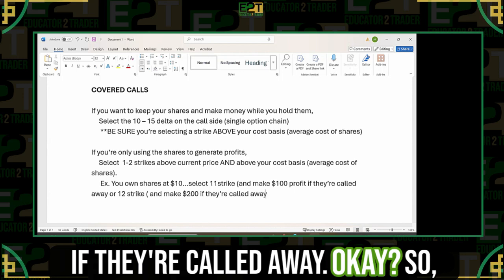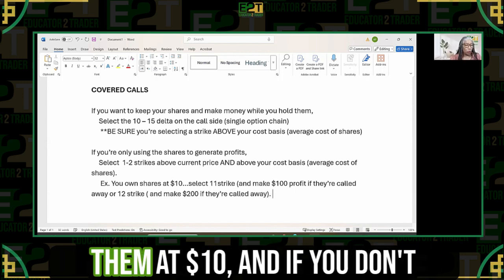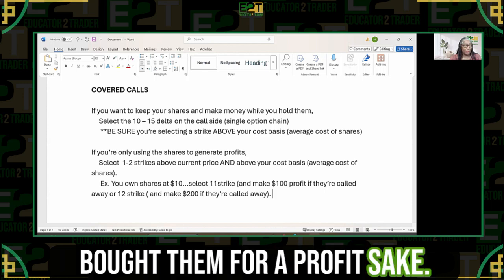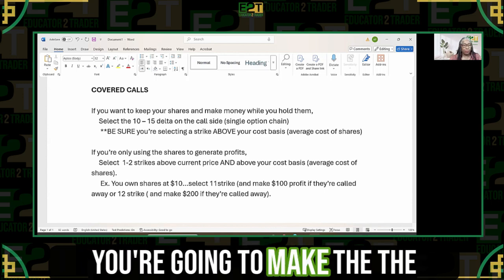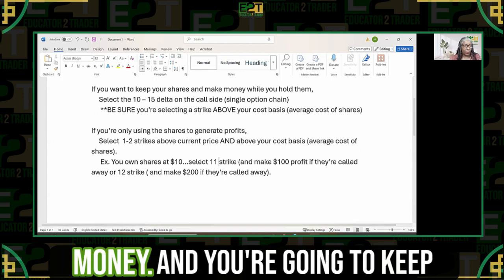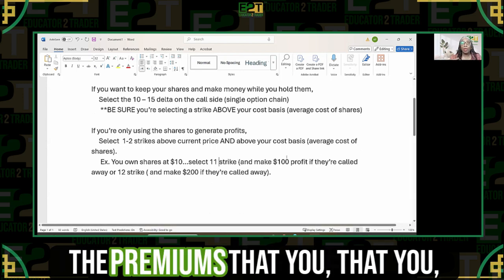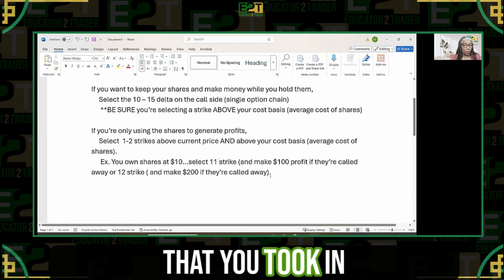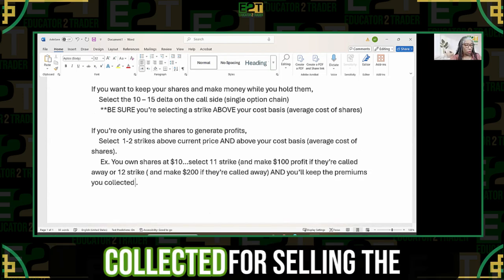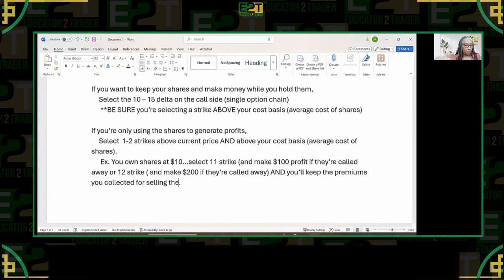So what you do there is you have them at $10, and if you don't care to keep them, you only bought them for profit's sake, then just go up 1 or 2. You're going to make the profit on the shares when they get called away for higher money, and you keep the premiums that you took in at the beginning, that you collected for selling the covered call.